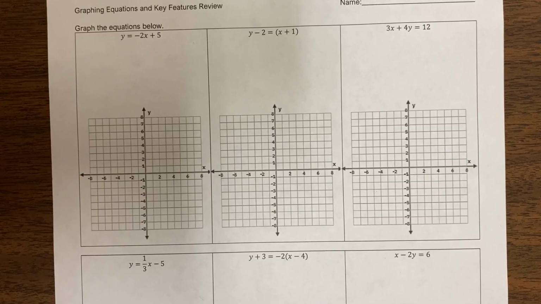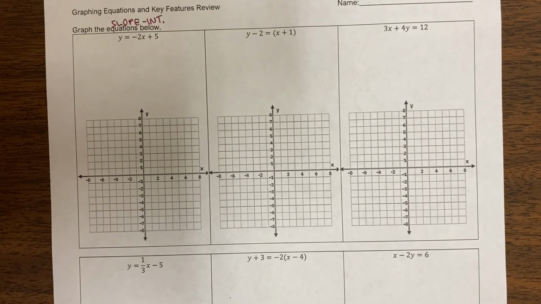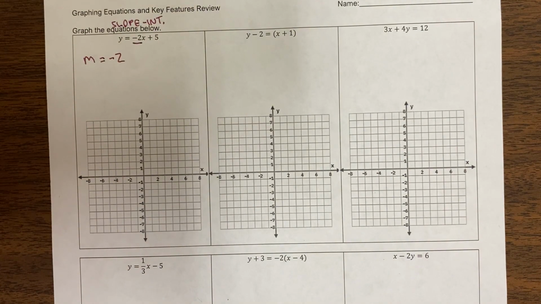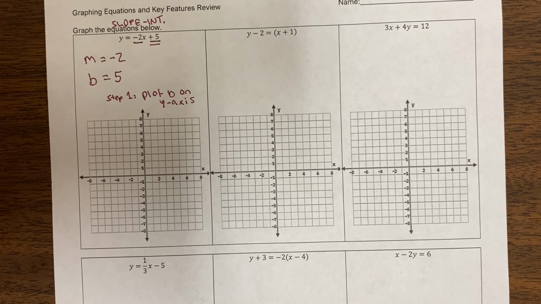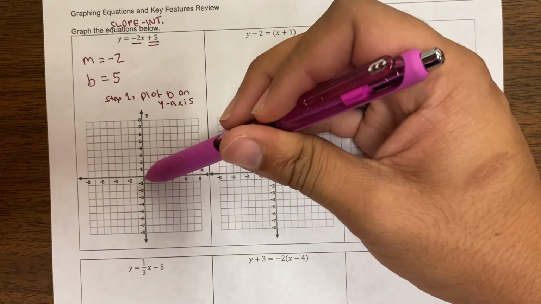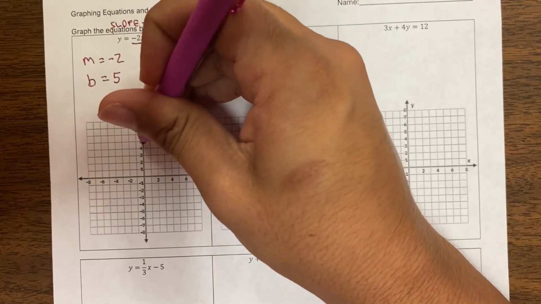For this first one, we have slope-intercept, meaning the equation in this form gives us the slope and the y-intercept, b. To graph, step 1 will be to plot our y-intercept, our b. Since b is the y-intercept, we're going to plot that on the y-axis. So we have y, positive 5.